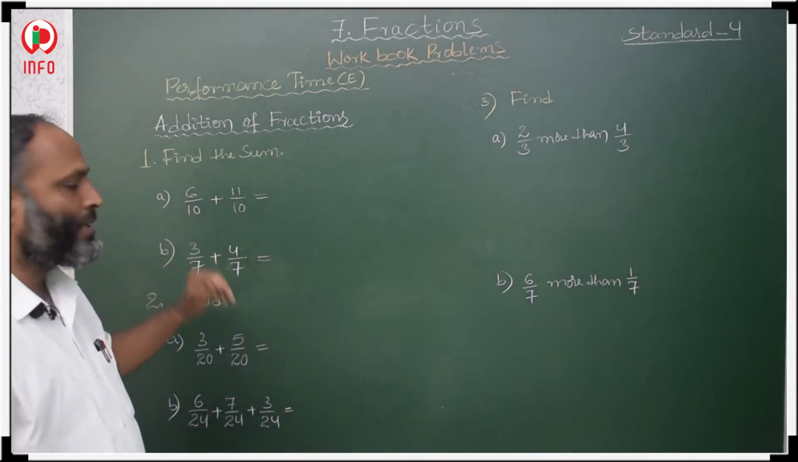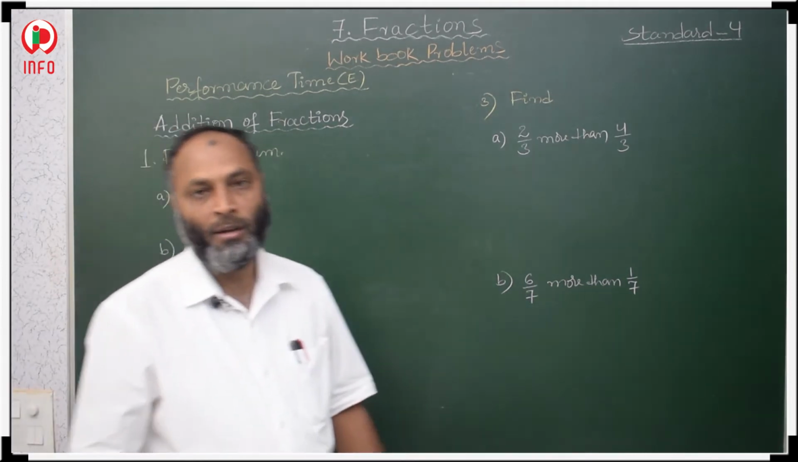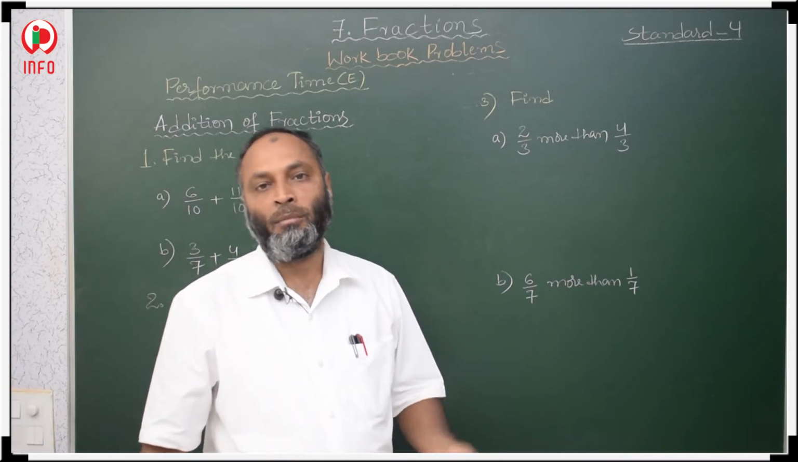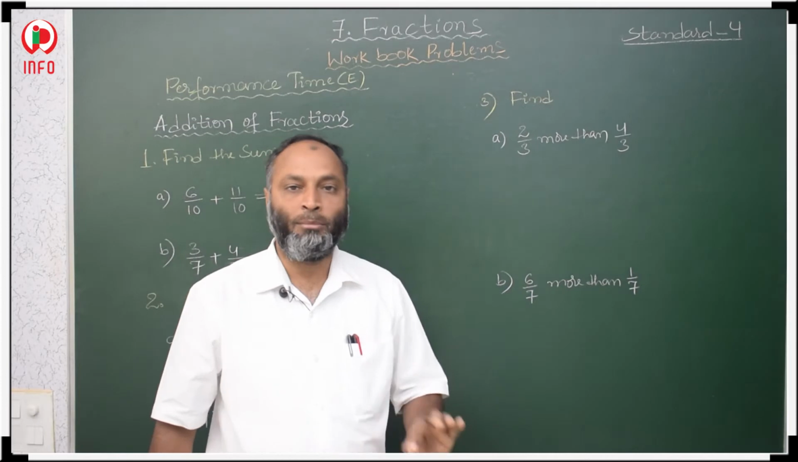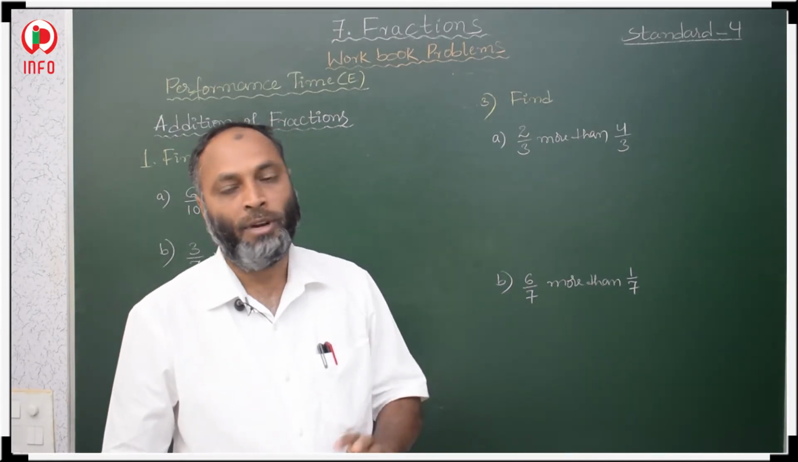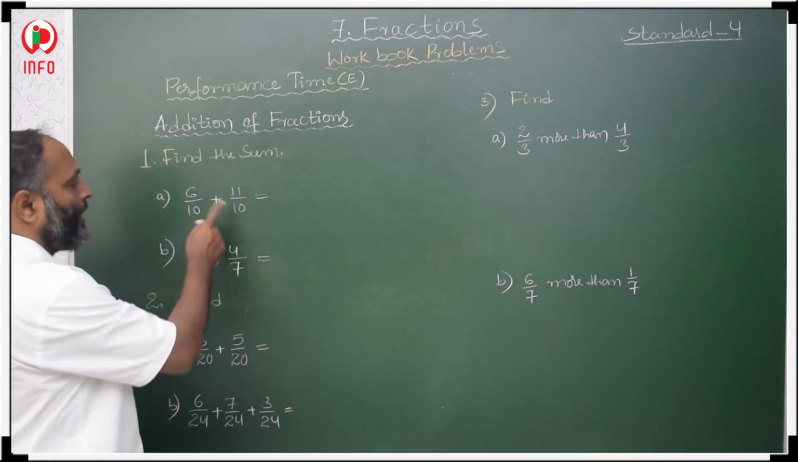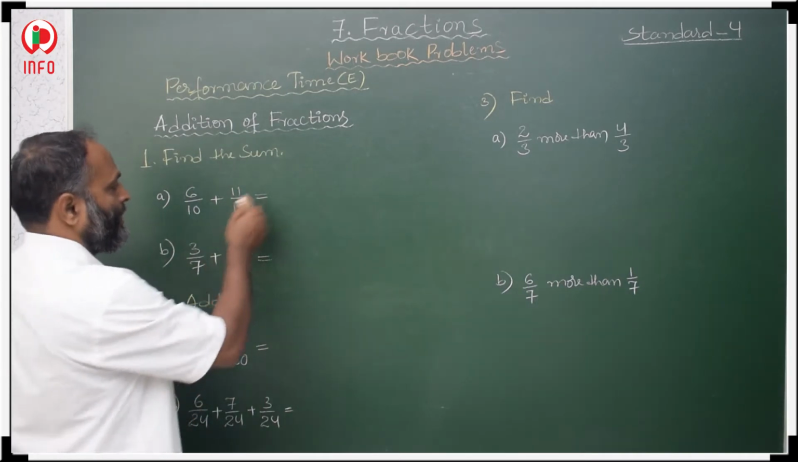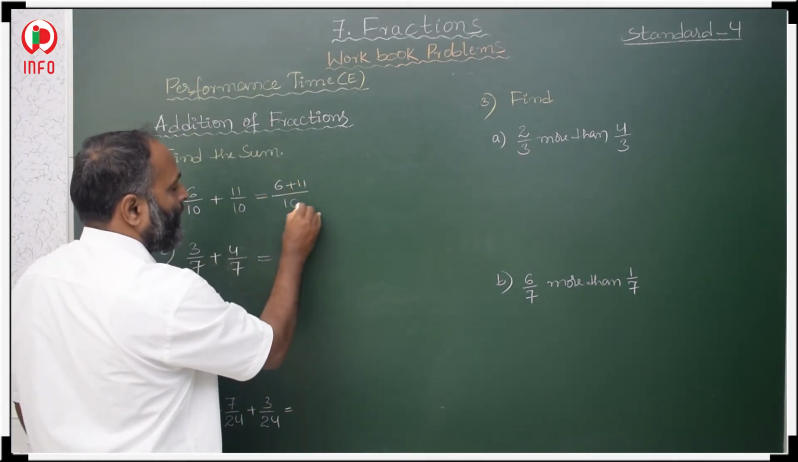So these two fractions are like fractions. When like fractions are given, then how to add? When like fractions are given, we just have to add the numerators and write the common denominator. So that's it. It's very simple when like fractions are given. Here we have to add numerators. Sum of numerators, that is 6 plus 11, by the common denominator, which we take one time.